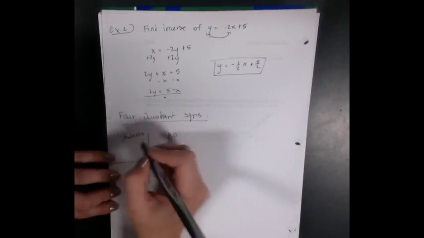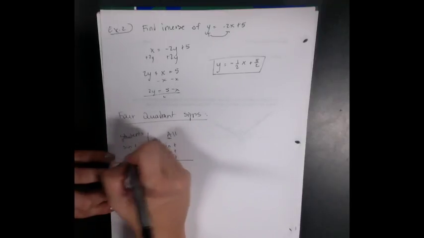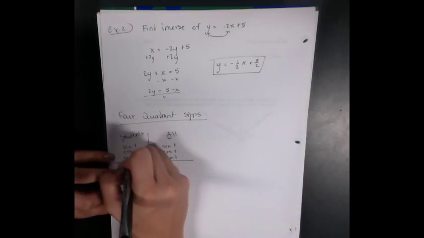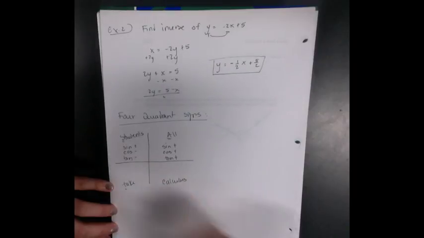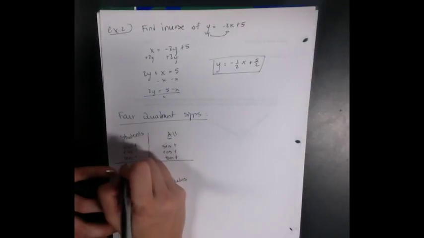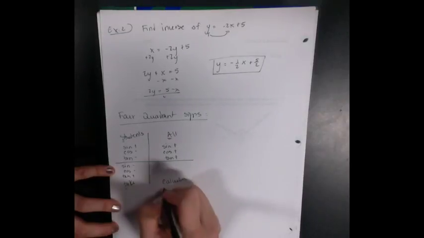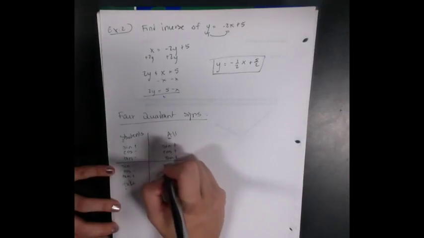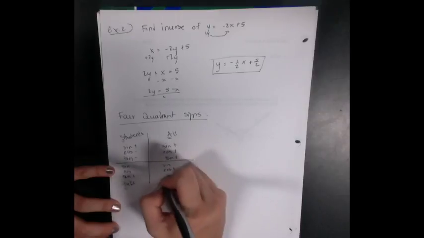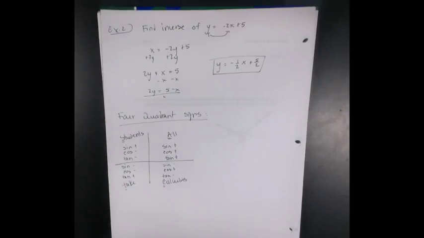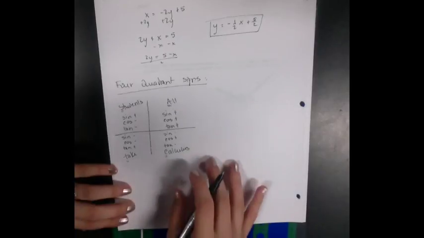Over here, the S stands for sine, so sine is positive, cosine is negative, tangent is negative. Here, the T is for tangent, so sine is negative, cosine is negative, tangent is positive. And here, the C is for cosine, so sine is negative, cosine is positive, and tangent is negative. You do need to know these, okay? It will change everything if you don't know this.